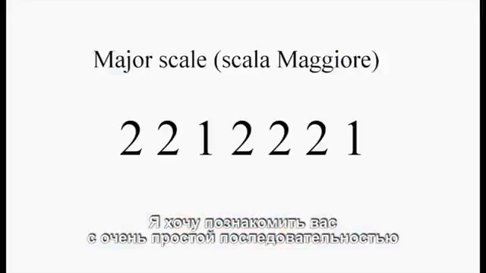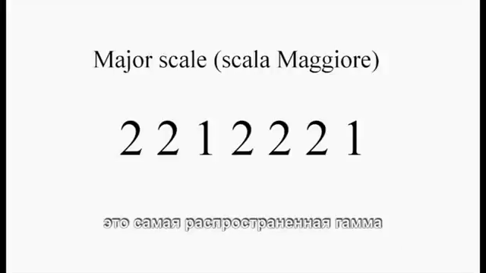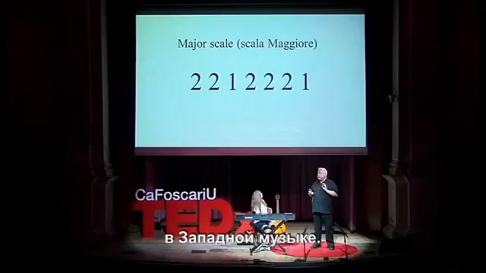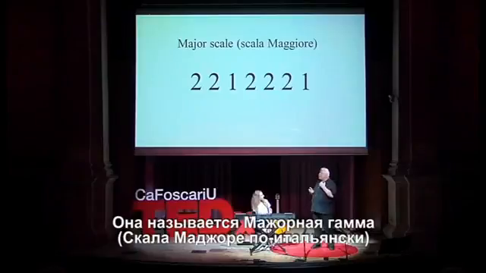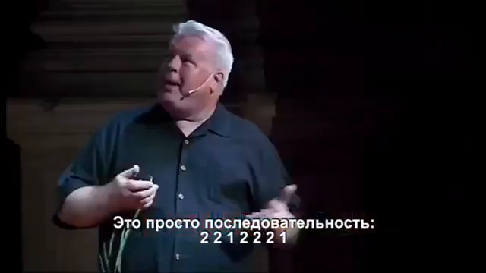Now, I'm going to introduce you to a very common pattern. In fact, the most common scale in Western music. It's called the major scale, scala maggiore in Italian. It's simply a pattern: 2-2-1, 2-2-2-1, and we already know what that is.